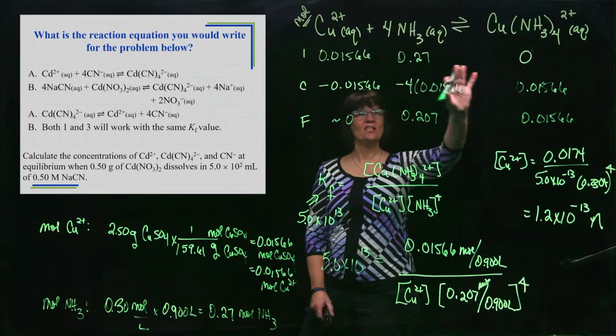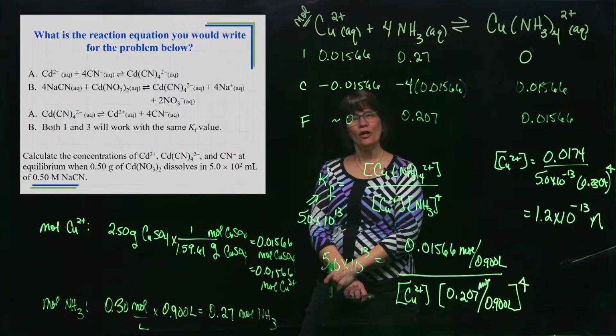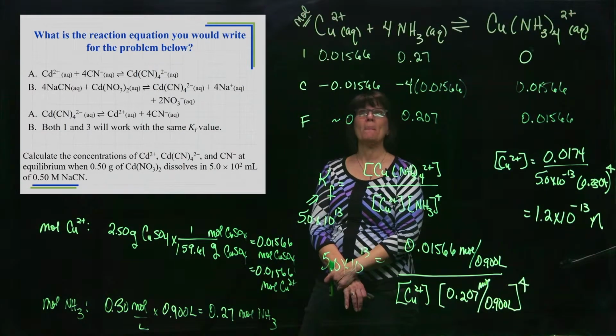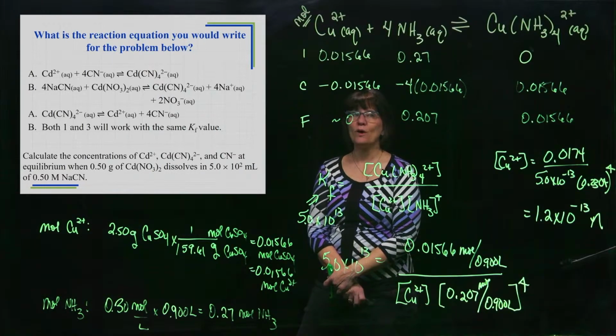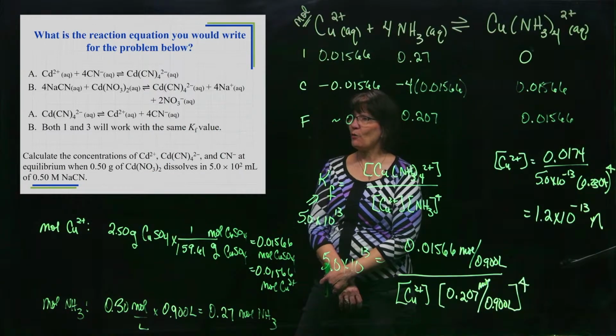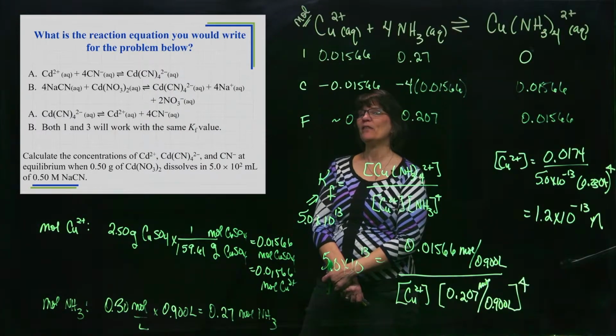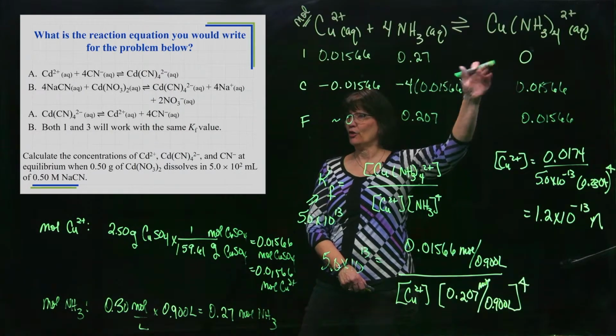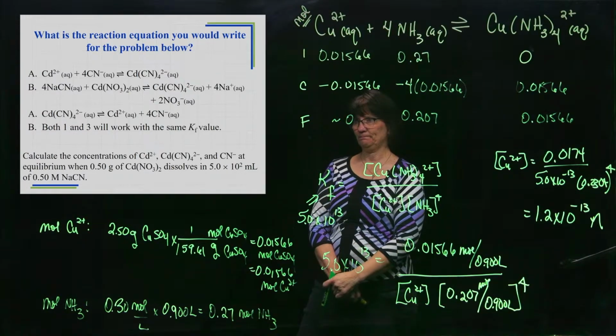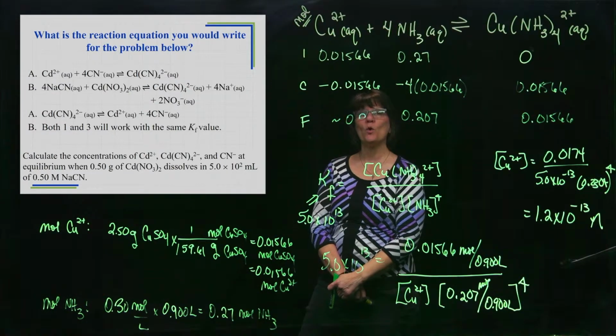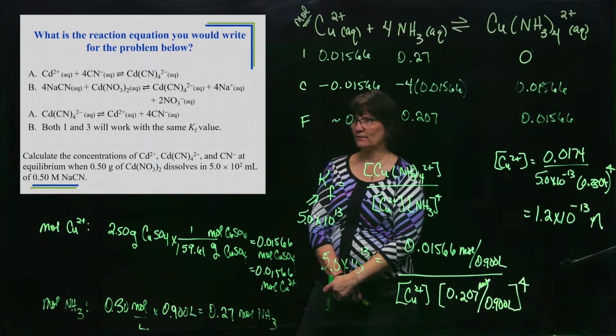Now, as in this problem, the first starting point is really the hardest part. The first starting point is to write a good reaction. So I want you to first decide which one of those reactions would be the one that you would write down for the information given. And as a hint, remember, you are forming the complex ion.